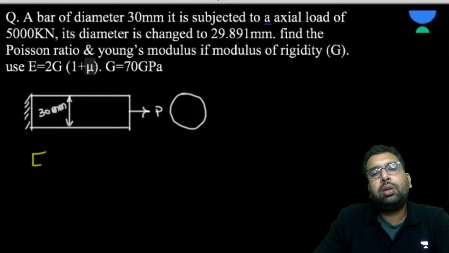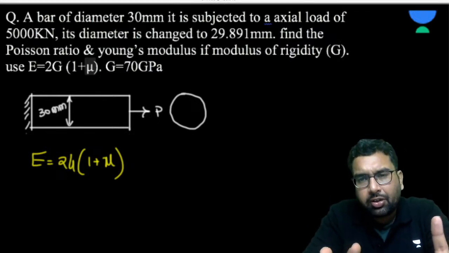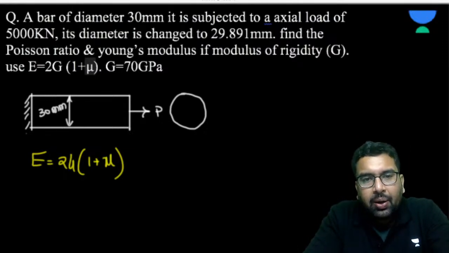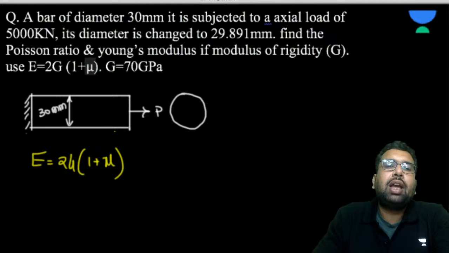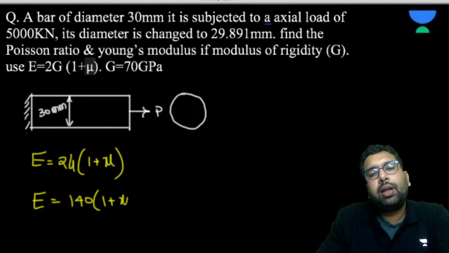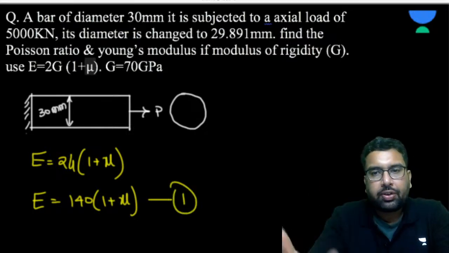So E is equal to 2G into 1 plus mu. What is this relation? Actually, for isotropic material, you can relate all these elastic constants. I'll give you all these relations, although in this question it is mentioned, so we can right away use it. Now in this equation we have the G. So E is equal to 2 into 70, that is 140, into 1 plus mu, right? Let's call it equation number 1.